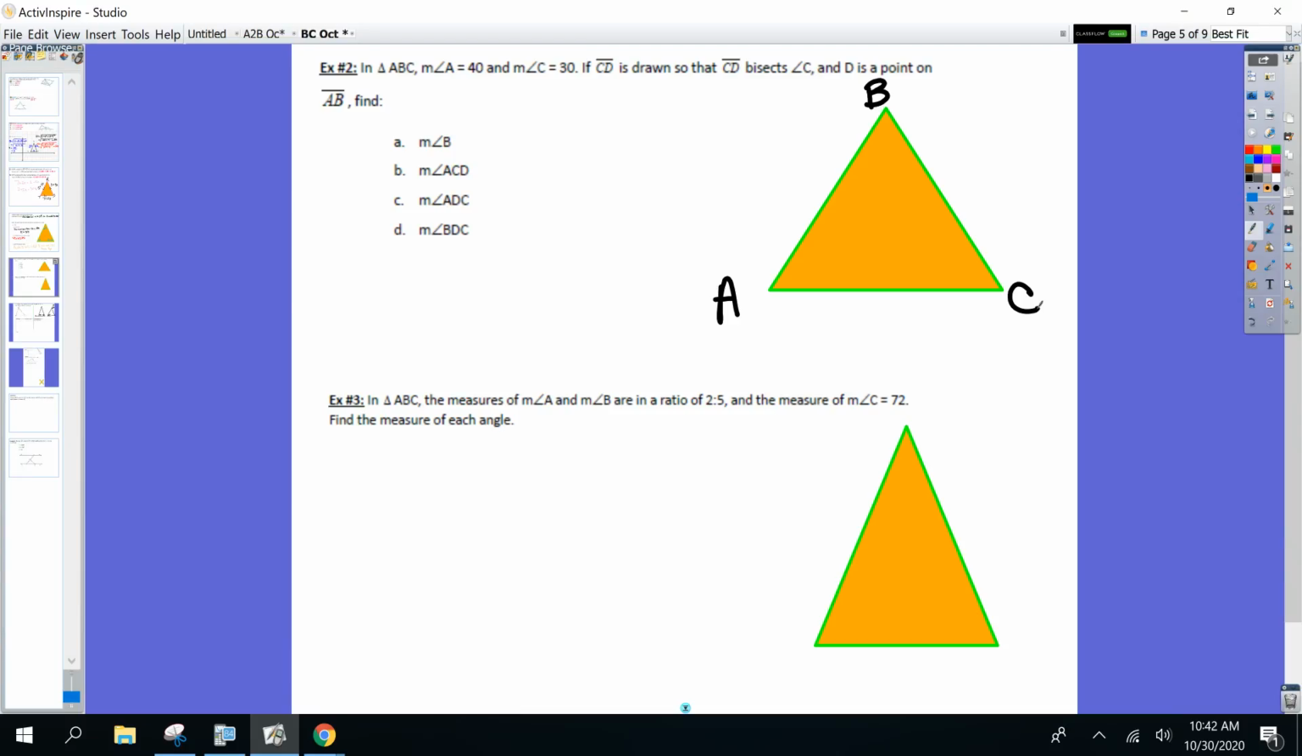Angle A, I got 40 degrees. So let's pop 40 degrees in for angle A. Angle C, 30 degrees. Got it. And then I got a little something coming at you here. Segment CD is drawn. CD is going to bisect angle C here, and D is going to be somewhere on AB. When I connect CD to make that segment, it bisects angle C.